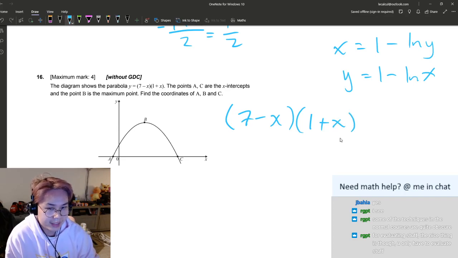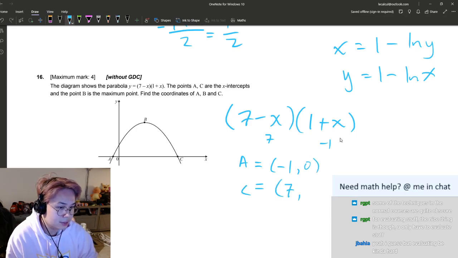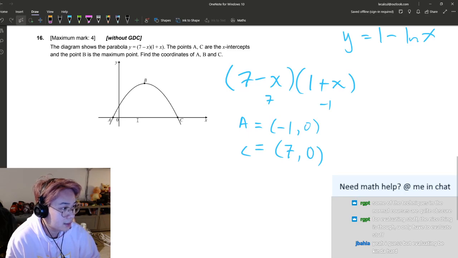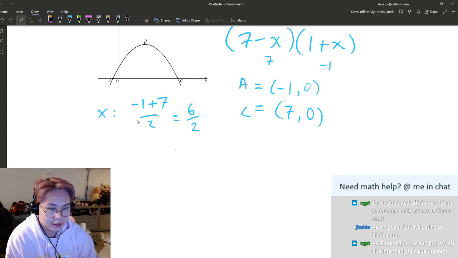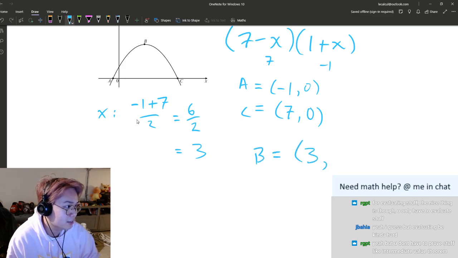But you know your A value is related to negative 1. And then this one is 7 for the x value. So A is going to be negative 1 and 0. C is going to be 7 and 0. And then to find the maximum point B, the vertex, well, first we're going to find the x coordinate. Just like the previous questions. So the x value is going to be negative 1 plus 7 divided by 2, which is 6 divided by 2, which is 3. So for coordinate B, our x value is 3.